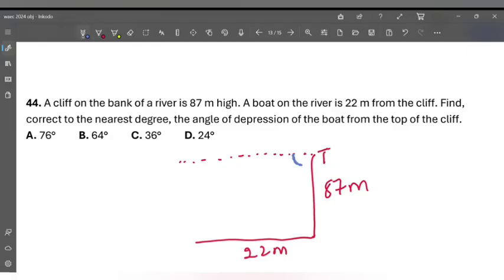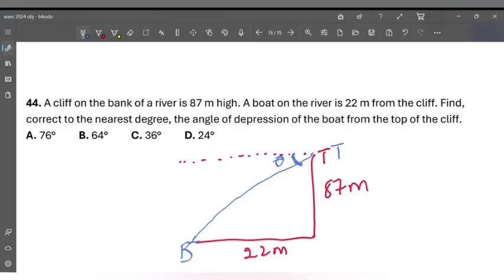If a person is looking from the top of the cliff, what is the angle the person has to turn down to be able to sight the boat B that's here? Alright, so this angle theta is what we are looking for. How far down do you have to bring your eyes? If you are at the top of this cliff, how far down do you have to bring your eyes so that you'll be able to see the boat?